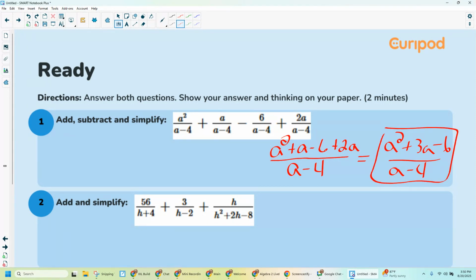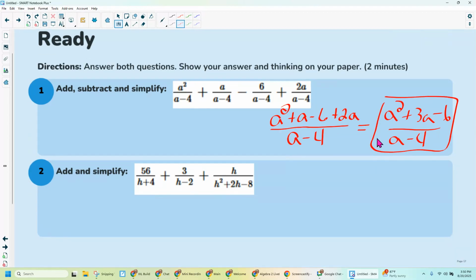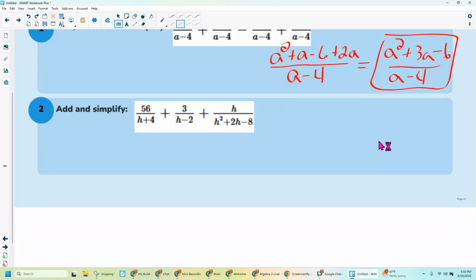Okay. Now the bottom one is a little bit different. So one is h plus 4, one is h minus 2, and one is h squared plus 2h minus 8. I want to try to factor the trinomial here and see if it factors. What are the factors of negative 8 that add up to 2?